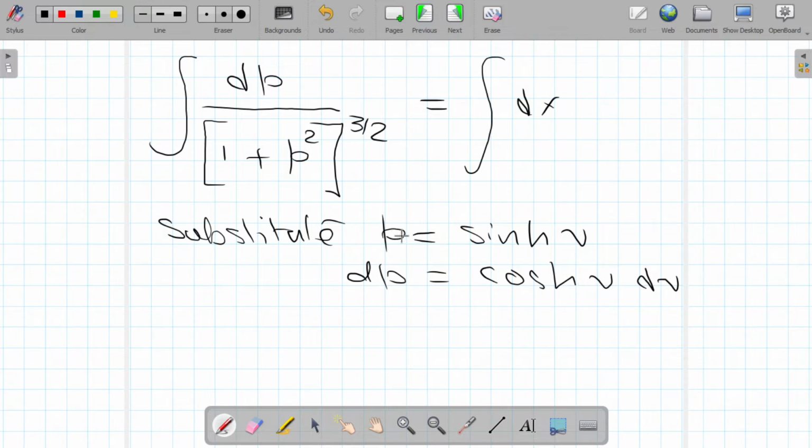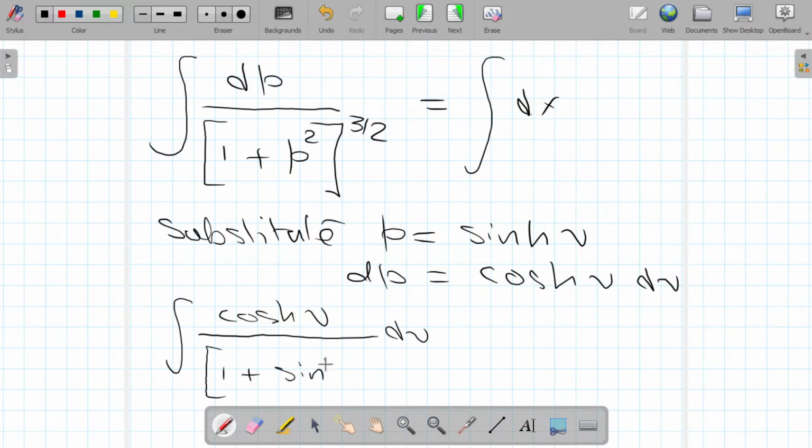Now, if we substitute p equals shine of v into the left-hand side of this equation, and substitute dp equals cosh v dv, we get cosh v dv divided by, in the denominator, 1 plus sinh squared v, close bracket, to the power 3 over 2, with the dv there, and that's equal to the integral of dx.